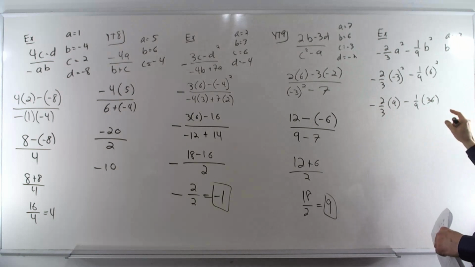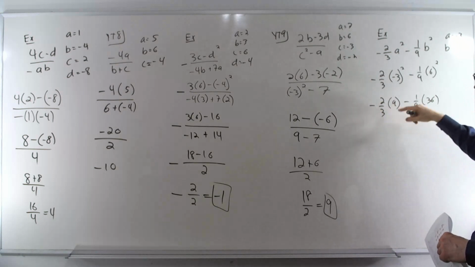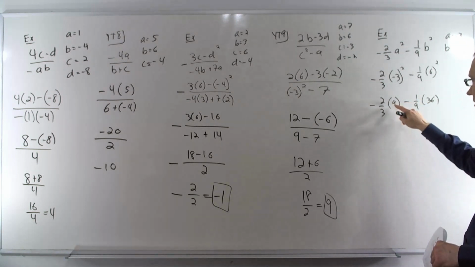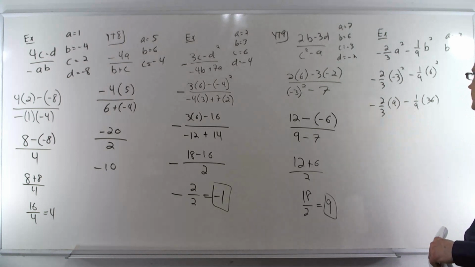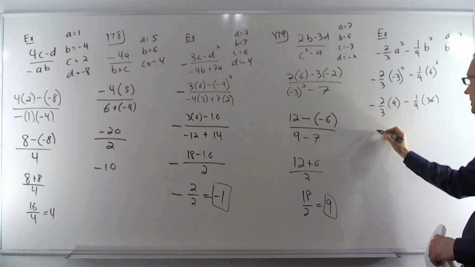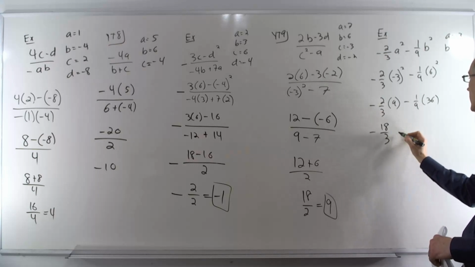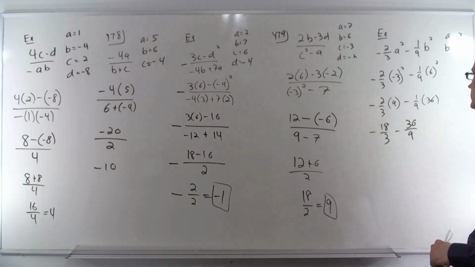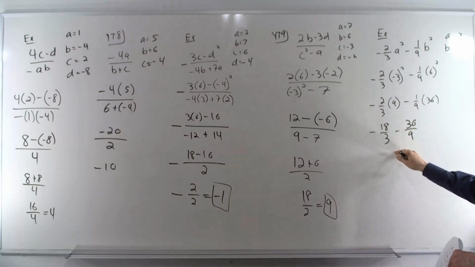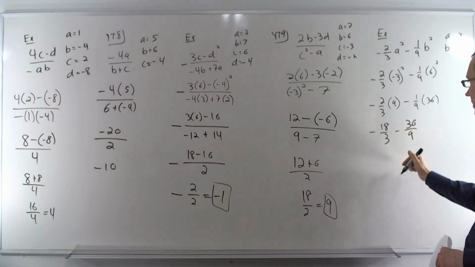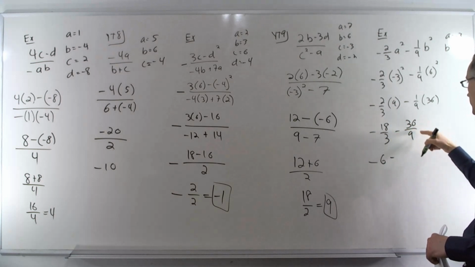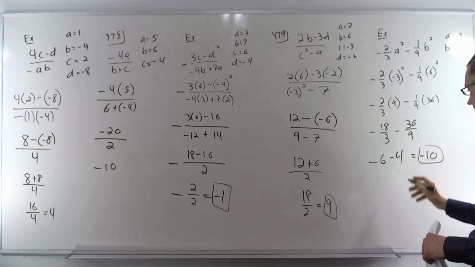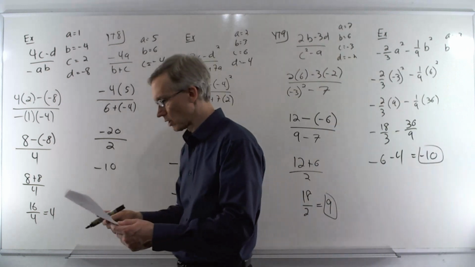Now, next thing to keep in mind is whenever you multiply a fraction by a whole number, you just multiply the whole number by the numerator. Leave the denominator alone, because this is the same as 9 over 1. So 2 times 9 is 18, so that gives us negative 18 over 3, minus 1 times 36 is 36, so 36 over 9. Next up, evaluate these fractions. They both divide evenly, so 18 divided by 3 is 6, that's negative 6, minus 36 divided by 9 is 4. Negative 6 minus 4, negative 10. Your turn, number 10.